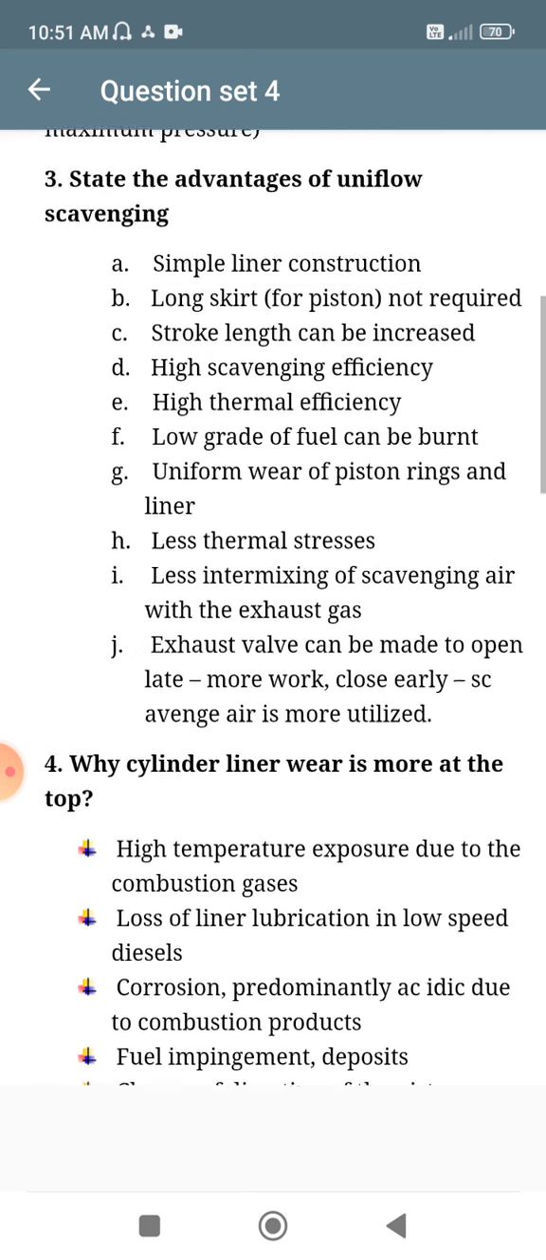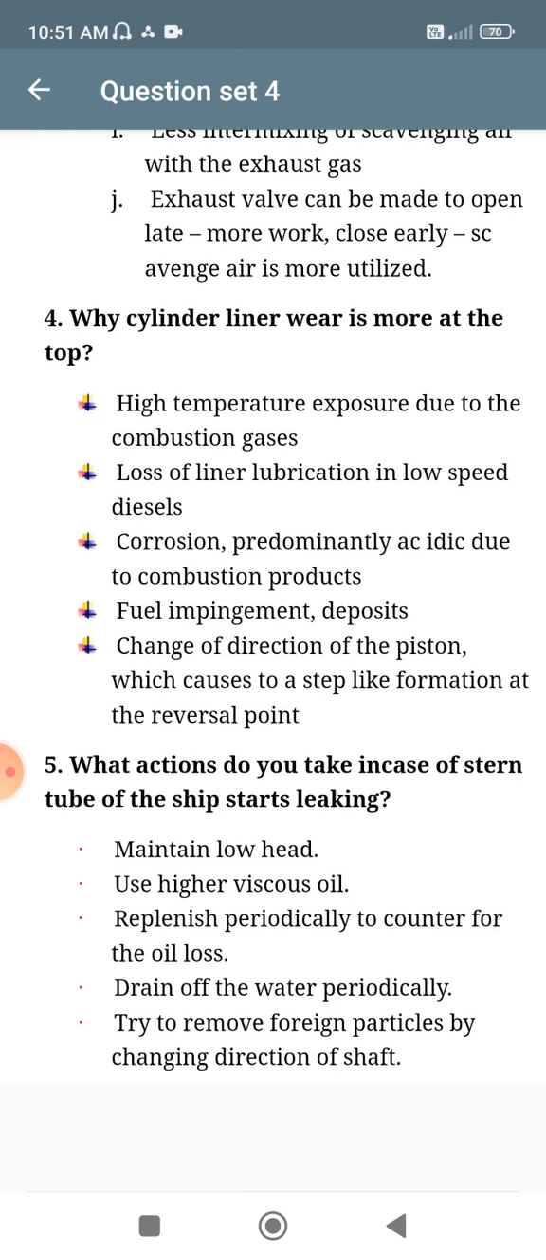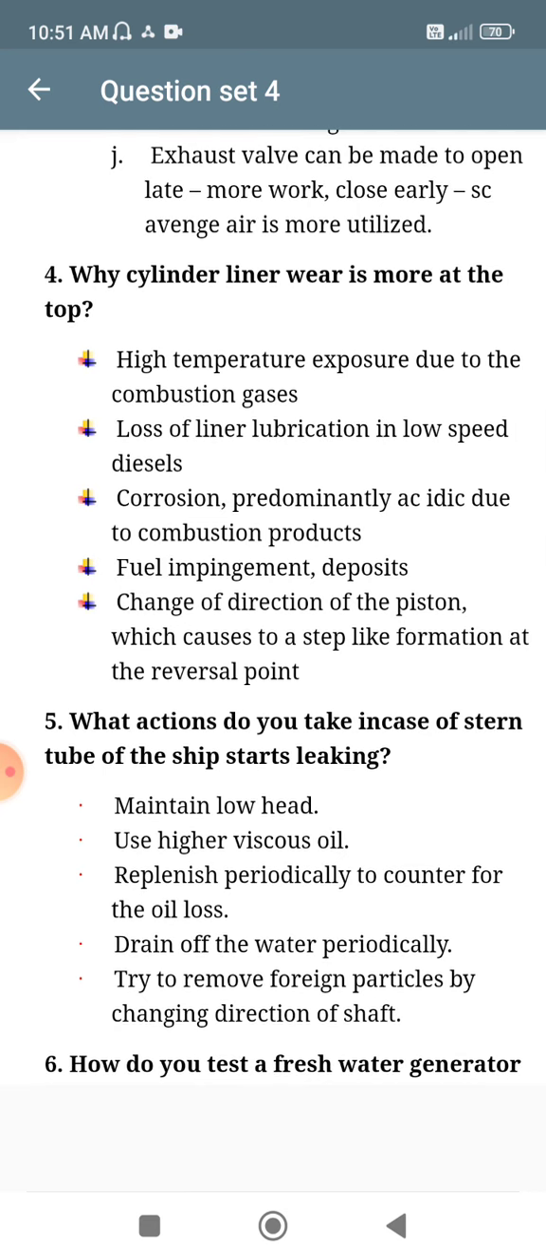Then why is cylinder liner wear more at the top? Why can we see cylinder liner wear more at the top side? Because of high temperature exposure due to combustion gas. We know that there will be high explosion of the gas, so high temperature exposure due to combustion gas, loss of liner lubrication in low speed diesel engine, then corrosion, predominantly acidic corrosion due to combustion products, then fuel impingement deposit, and change of direction of piston which causes step formation at reversal point.